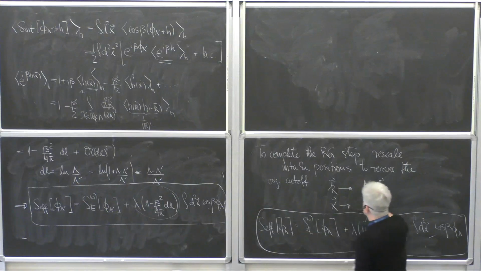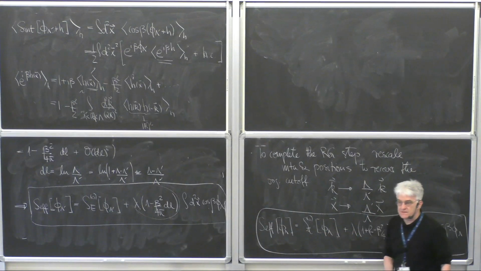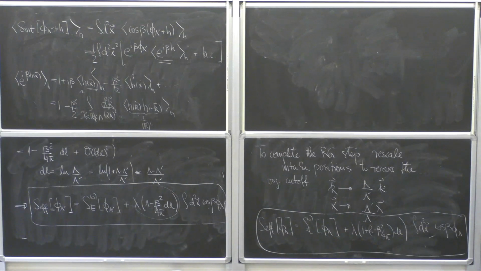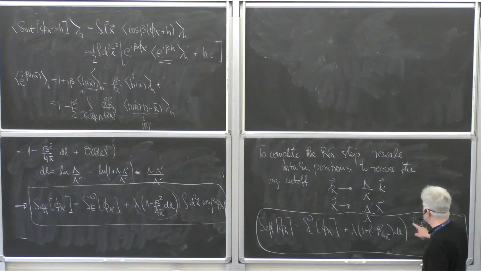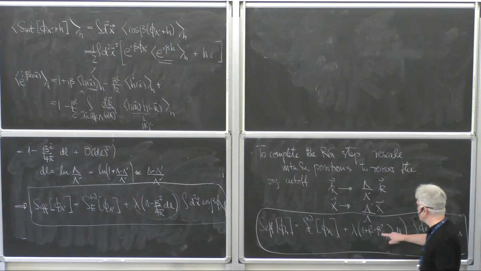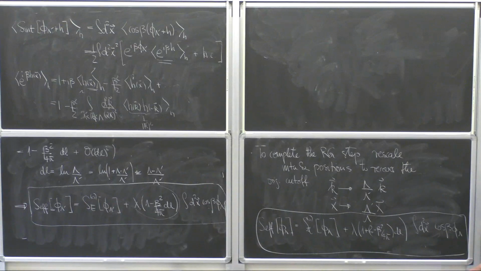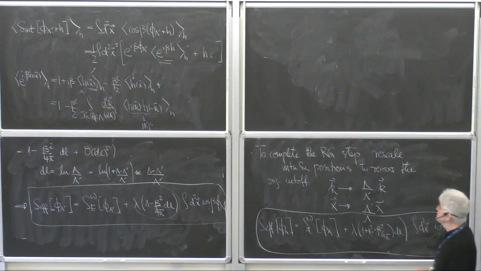Just a brief comment. Under this rescaling, the free part of the action doesn't change because it's scale invariant. But here the interaction part, you pick up this additional contribution of 2 times dl times lambda times the cosine beta phi from the rescaling of the dx. Okay.